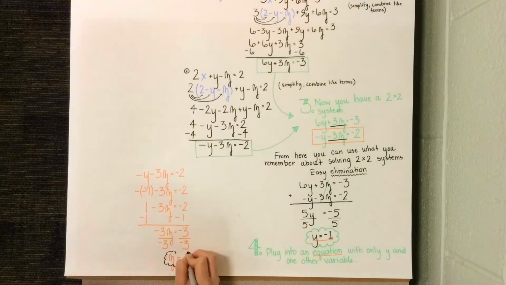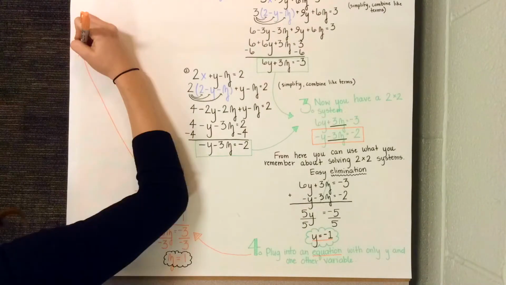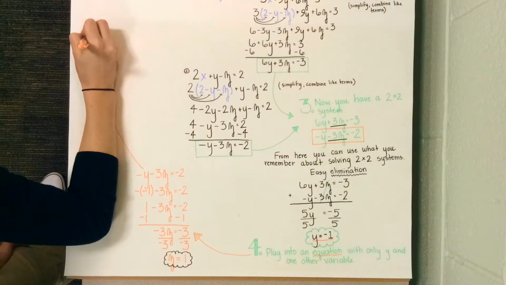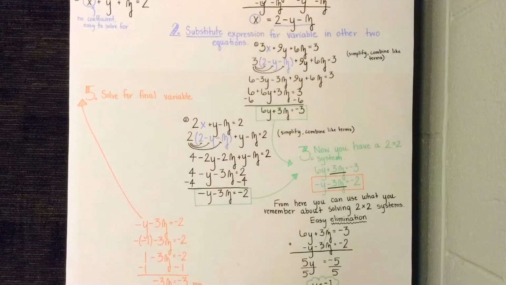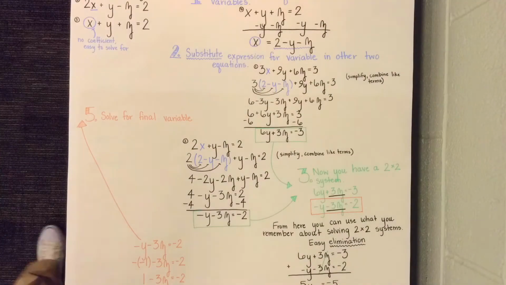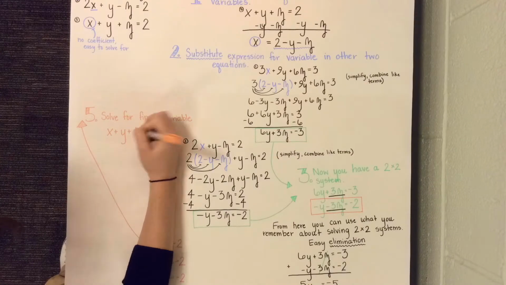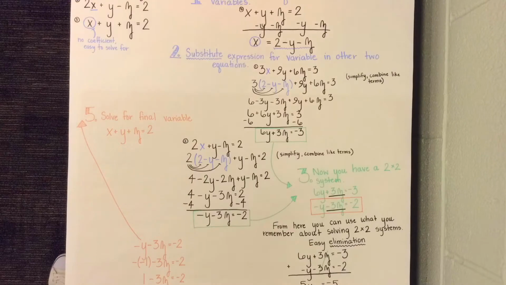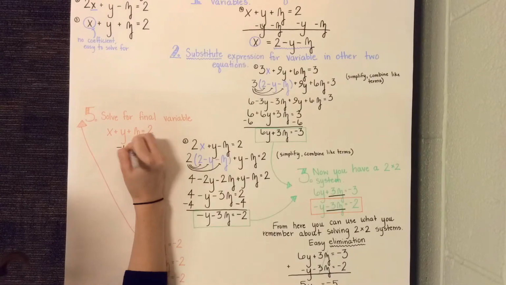You're almost there. Once you have z, you can take the values you found for y and z and plug them into one of your original equations to solve for x. Remember, you can use any of your equations to do this, but you should pick the equation that looks the easiest to solve.